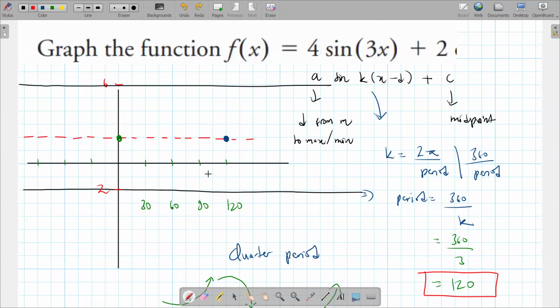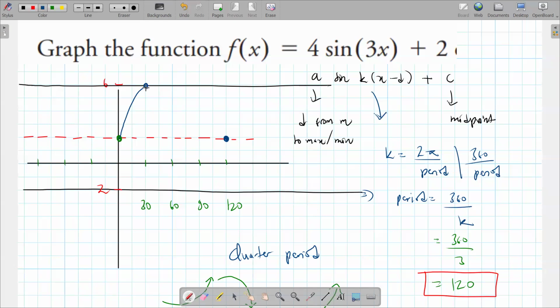You'll see it's easy. So our a value is positive. We're starting at the middle because our d is 0. Every quarter period, you either go up or down. Look at this. So at our next quarter period, 30, because our a value is positive, we have to go up.